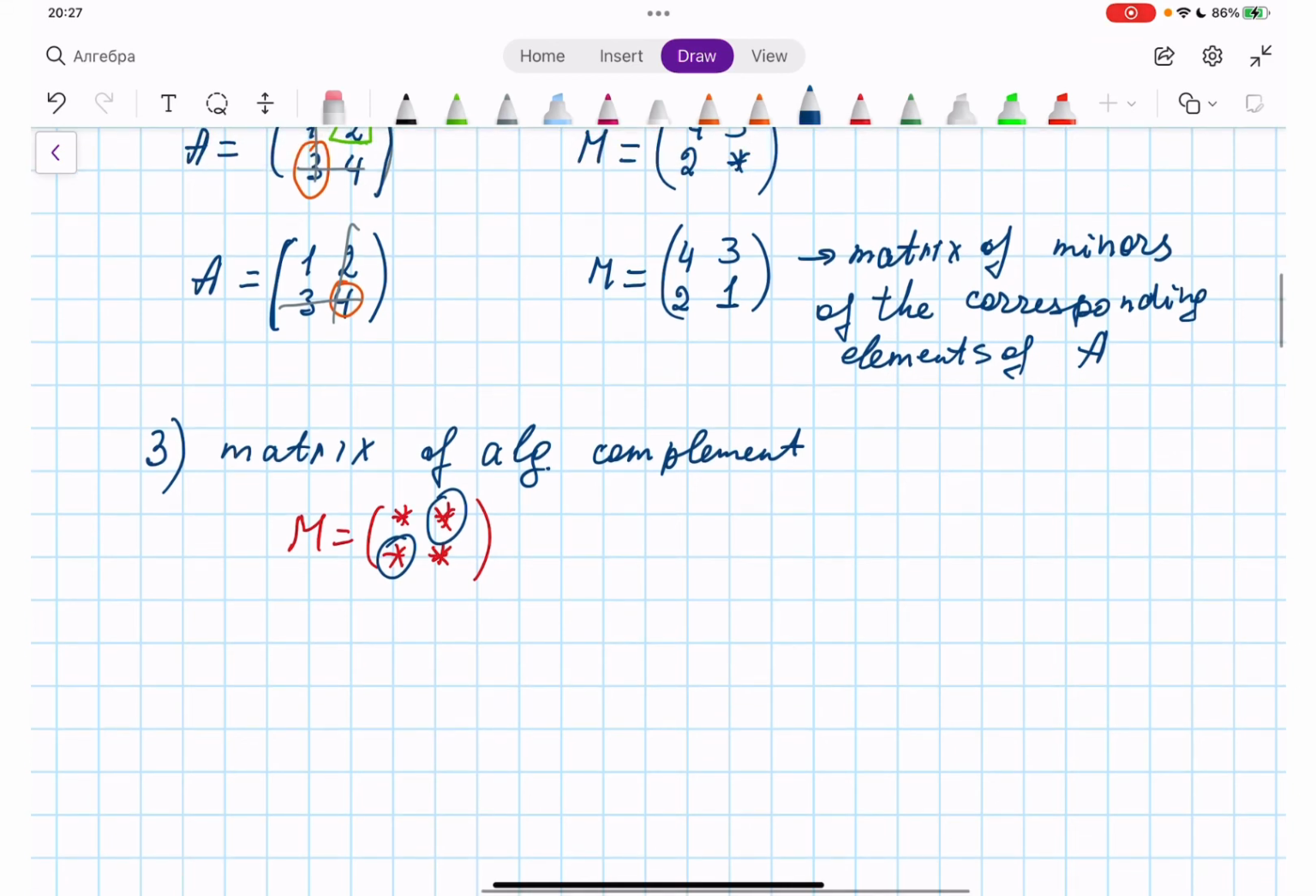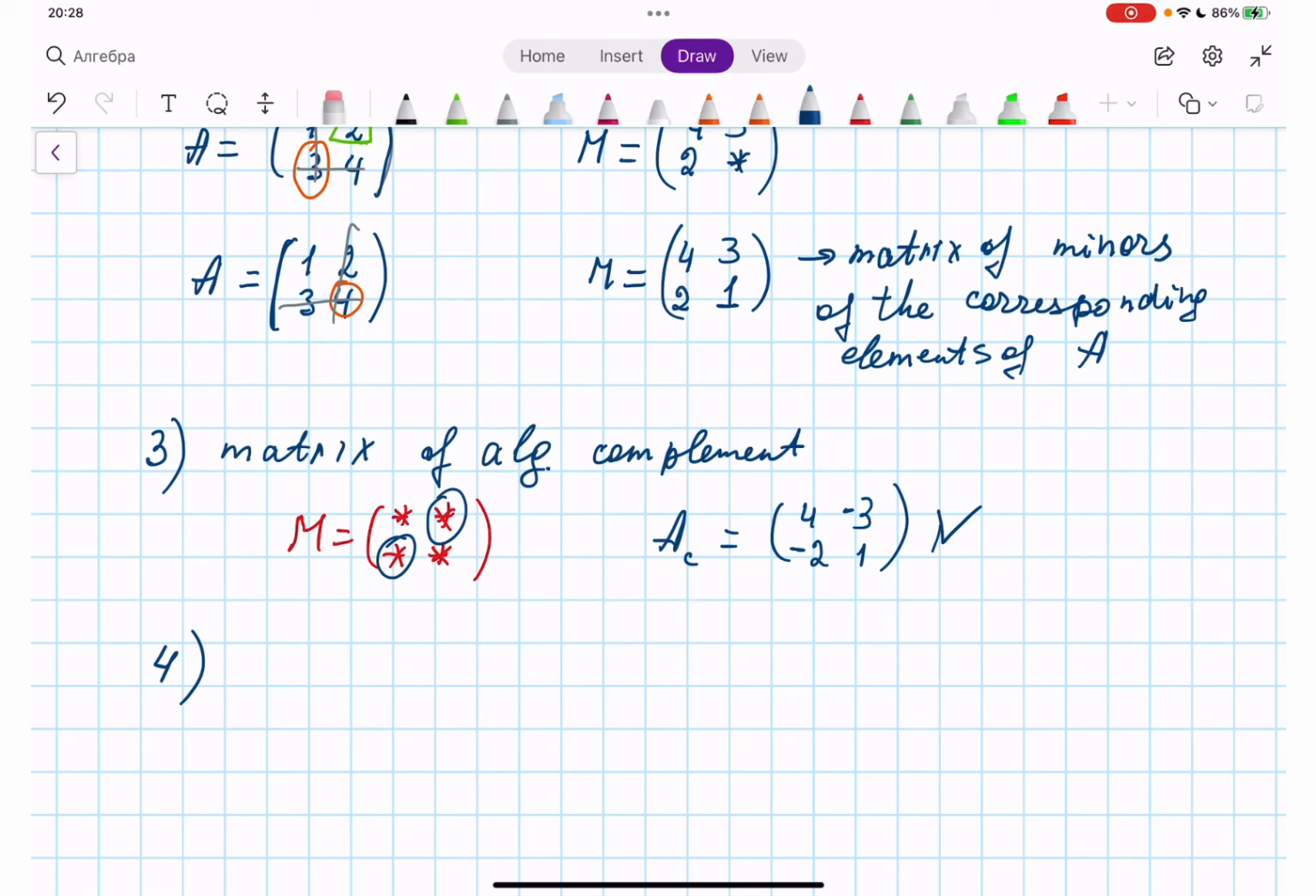A complement, let me put it this way, A^C, it's going to be 4, 3, 2, 1, and I'm changing the sign, plus will become minus, a matrix of algebraic complements of the corresponding elements of the matrix A. In step number 4, we are finding the transposed matrix.